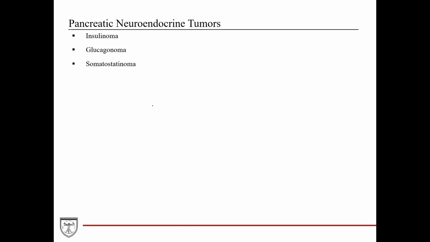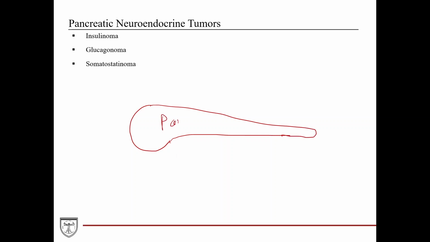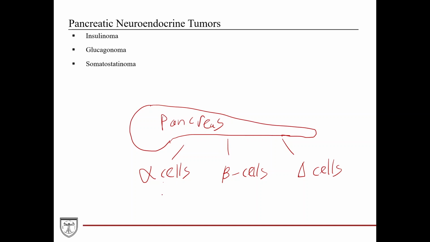So you remember the pancreas. It's shaped like this, and it has a little tail at the end here. So if this is your pancreas, just to review, you have three types of cells. You have the alpha cells, the beta cells, and then the delta cells. The alpha cells secrete glucagon. So a glucagonoma is a tumor of the alpha cells.